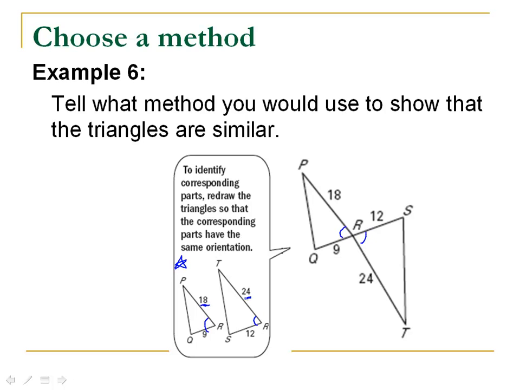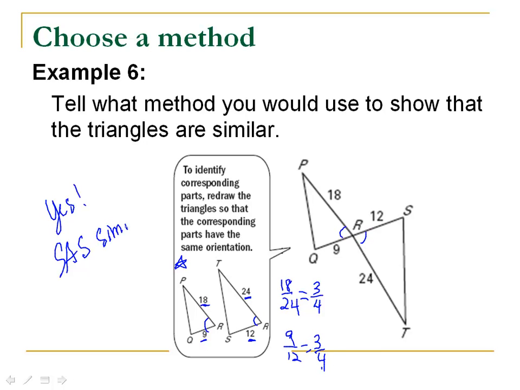So let's compare our sides. 18 over 24. And then we have 9 over 12. Let's see if they're the same. 3 goes into both of these, so that's 3 over 4. The top, 6 goes into both. 18 divided by 6 is 3. 24 divided by 6 is 4. So those two are proportional. Our sides are proportional. We've got an included angle that's congruent. So are these two similar? Yes. And our reasoning is the side angle side similarity theorem.